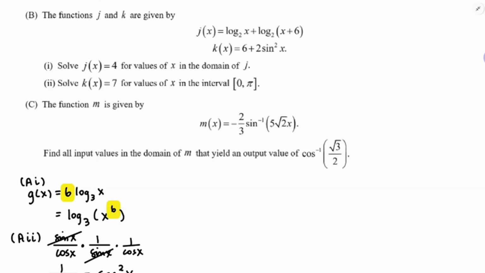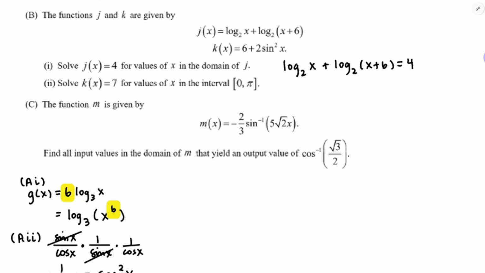And in part B, they're going to bring out 2 new functions and ask me to solve 2 equations. All right, so first, j of x equals 4. So log base 2 of x plus log base 2 of x plus 6, that's going to equal 4. Okay, and what we're going to need to do if we want to solve a log equation is get it written as 1 log equals 1 number, so we can undo it with an exponential.